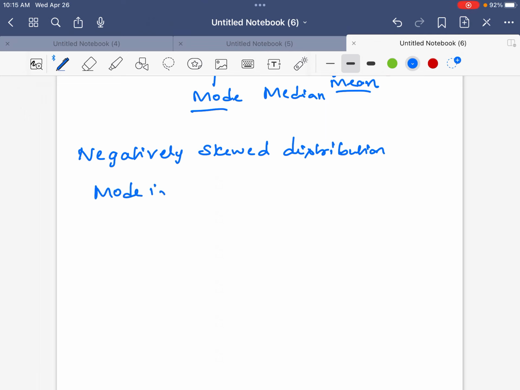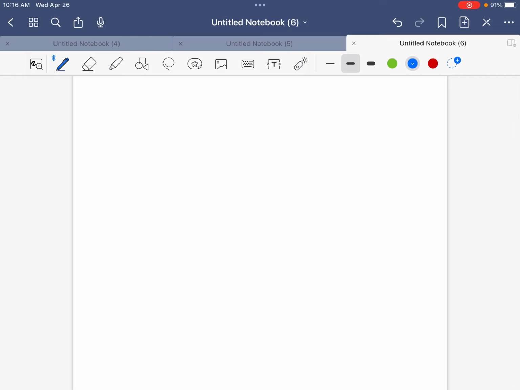Here it is the left tail, right tail. Left tail is longer than the right tail, and mean is least. You can take the mode somewhere here, and the median lies between these two, and this we call the negatively skewed distribution. The measure of skewness based on moments, that is what we can discuss now.